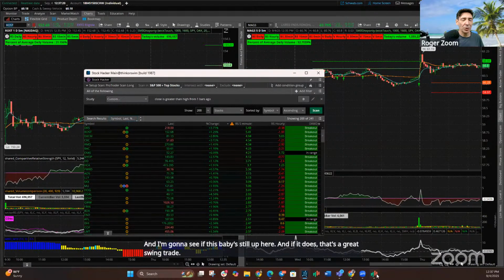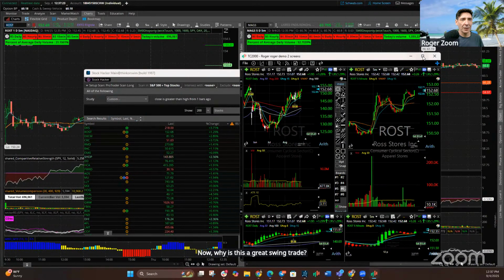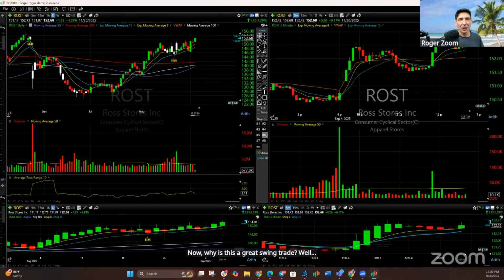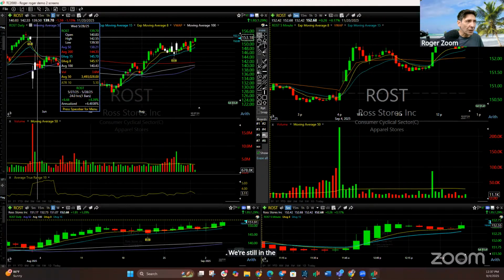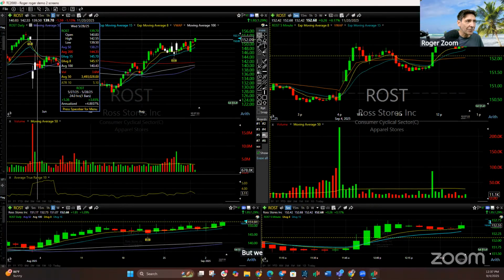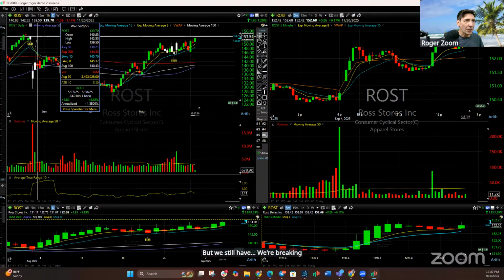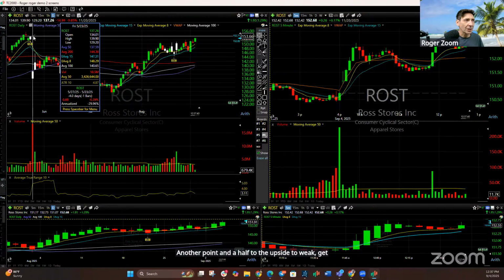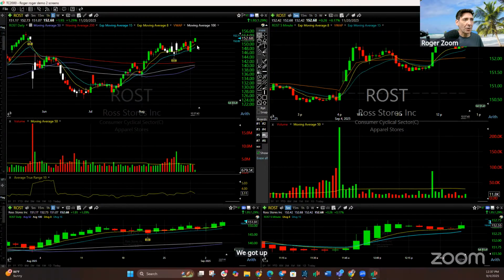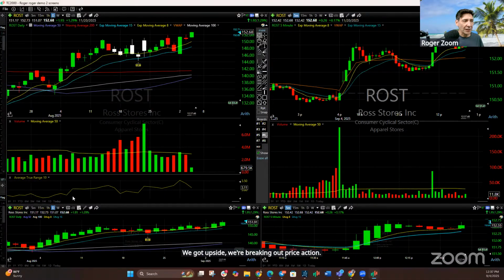Now, why is this a great swing trade? Well, it's breaking out as we speak. It's a beautiful, beautiful stock. We're still in the gap, we're filling the gap, but we're breaking out here. We have about another 1.5 to the upside till we get up to this level. We got upside. We're breaking out on price action. The ATR is at 311. We're not 1.5 from the ATR. This is a nice trade.